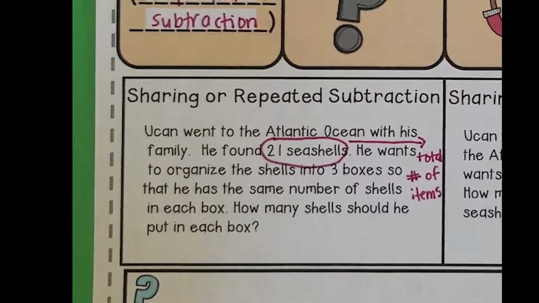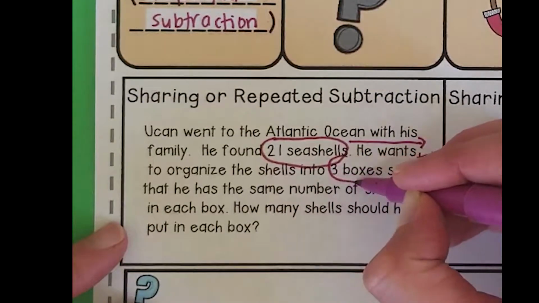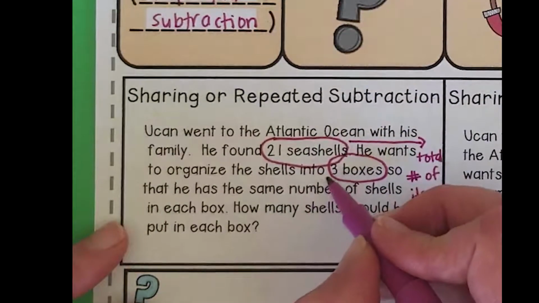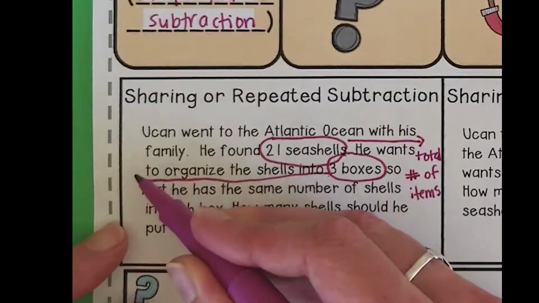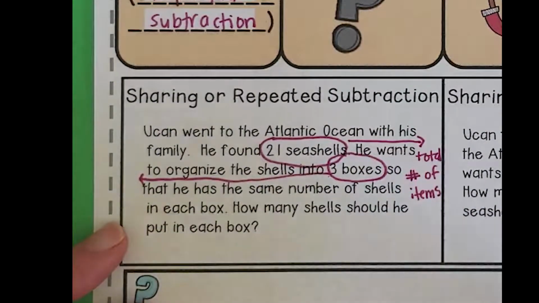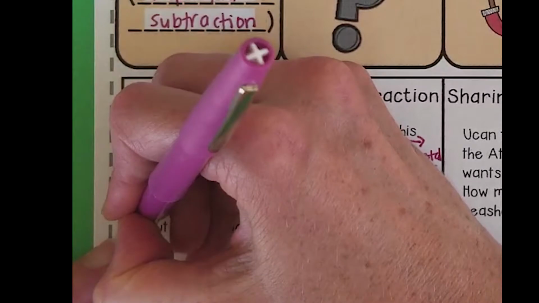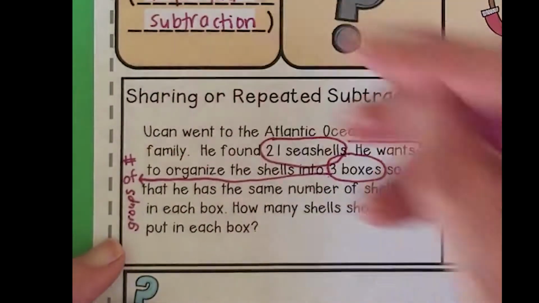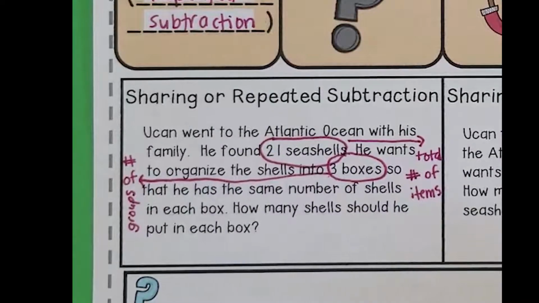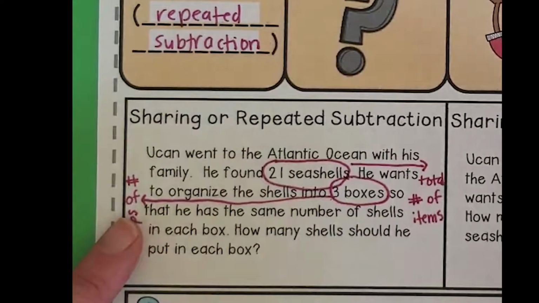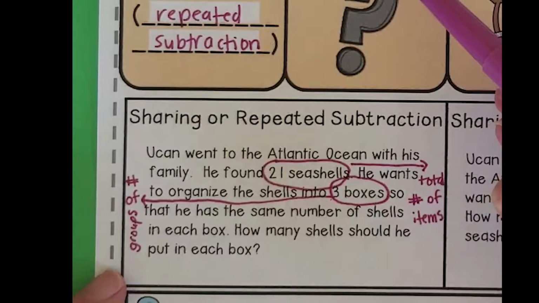That's how many seashells there are altogether. He wants to organize the shells into 3 boxes. That's important too. Go ahead and circle that one. I'm going to draw an arrow out this way. Those 3 boxes are the number of groups. So we know the total number of items. That's 21. And we know the number of groups. That's 3. Because remember, he has an aunt, an uncle, and a cousin he needs to share those seashells out with.